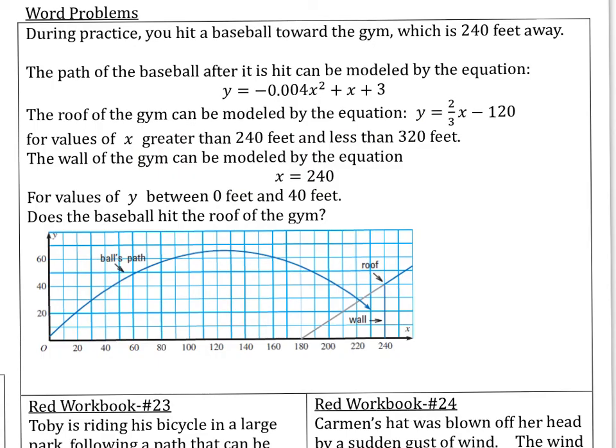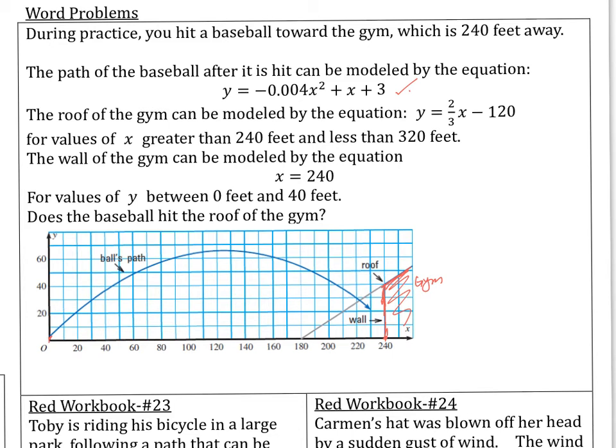Okay, for this first word problem, I'm not going to ask you to solve anything. I just want you to understand the concept behind it. So during practice, you hit a baseball toward the gym. So basically, we have a gym here, which is 240 feet away. So according to the graph, this gym is 240 feet away from where the baseball was hit. The path of the baseball after it is hit can be modeled by the equation.